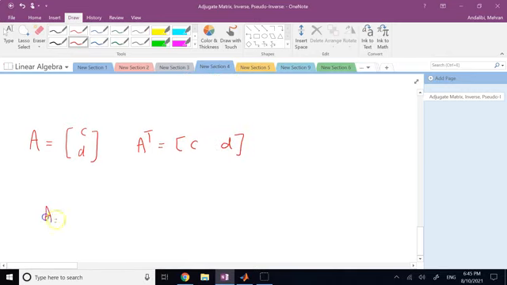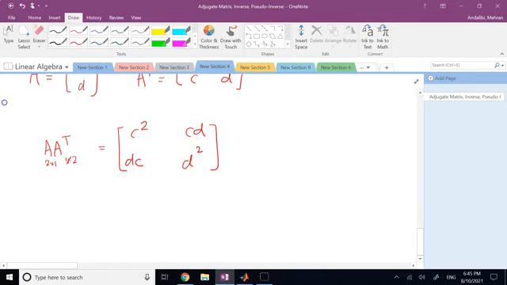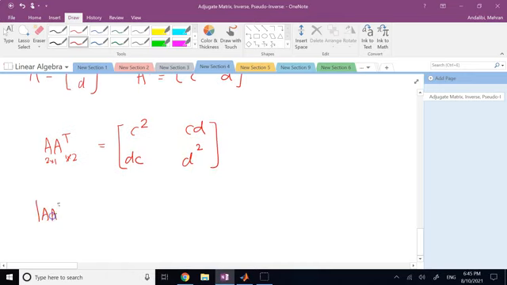Correct? So what is A A transpose? Clearly, this is a 2 by 1. This is a 1 by 2, so you'll get a 2 by 2. Right? So you will get basically C squared, CD, DC, and D squared. Now, what's the determinant of this here? It is going to be CD, the whole thing squared, minus CD times CD. Correct? Or C squared, D squared.